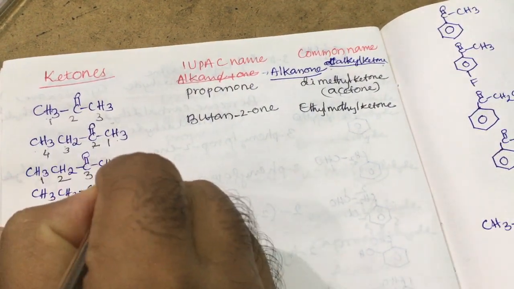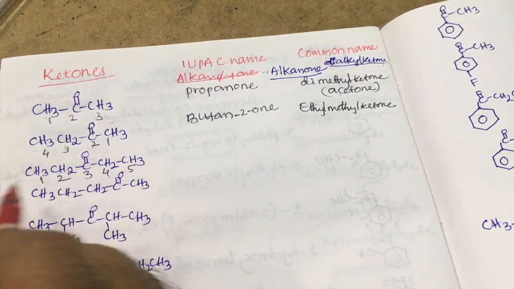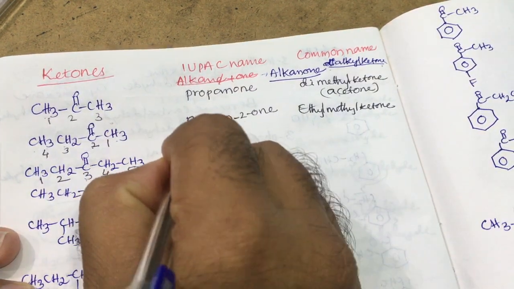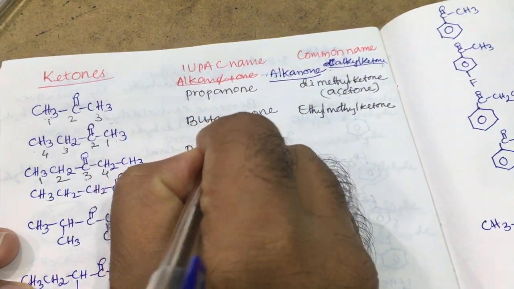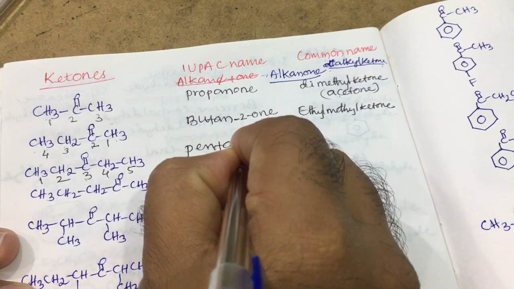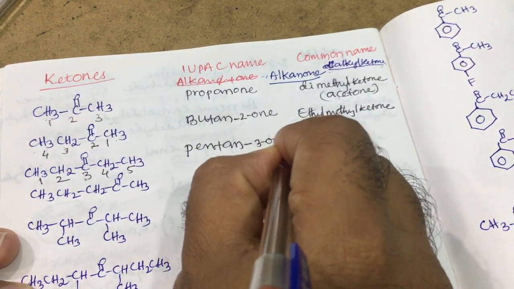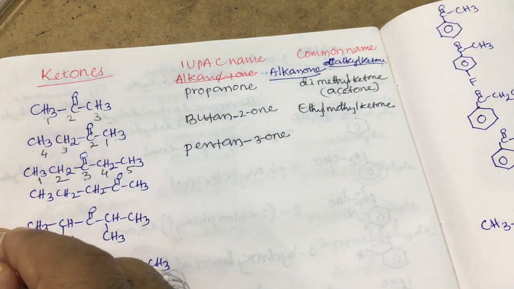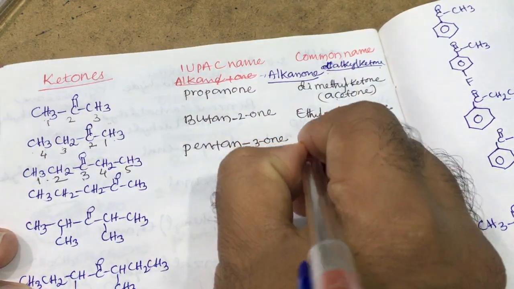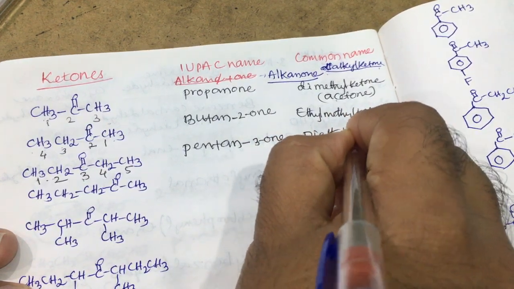Next, here 1, 2, 3, 4, 5. The middle C double bond O is there. Numbering from any one side is a correct method. So it has a total of 5 carbons. That's why pentane, remove E, add ONE, but the position of the ketone is third. That's what it is called, 3-one. Pentane-3-one. Here both left and right sides have the same group. That's why it is called diethyl ketone.